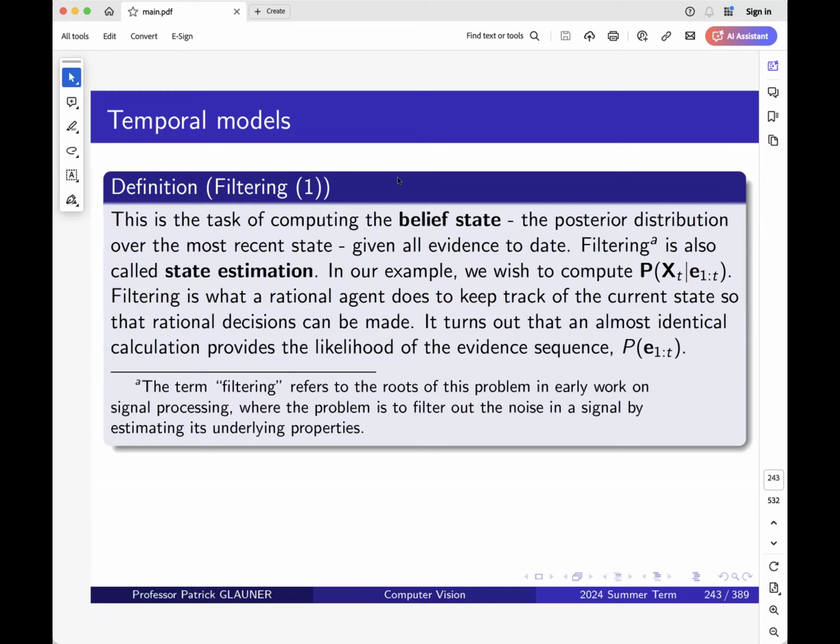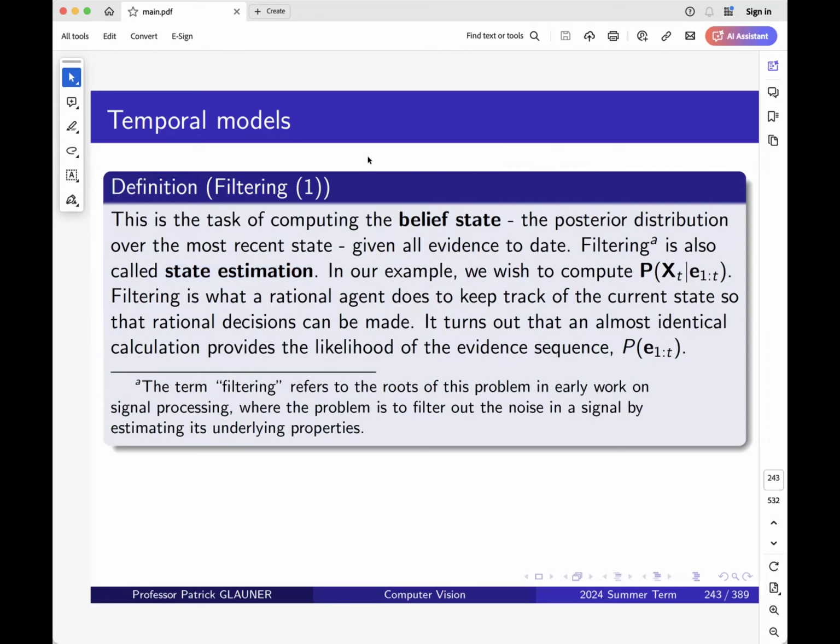So we talked about filtering today already, and last time a little bit, and we said filtering is actually, we want to compute the so-called belief state. So we don't know our exact state. However, we can try to infer it from past states and all the evidence. So we can say the belief state is actually a posterior distribution over the most recent state, given all the evidence to date. And filtering is sometimes also called state estimation, which is just a synonym for filtering.